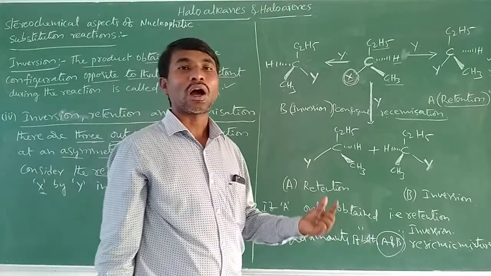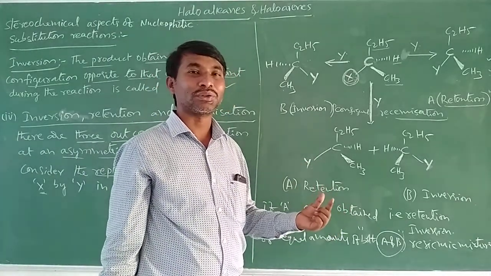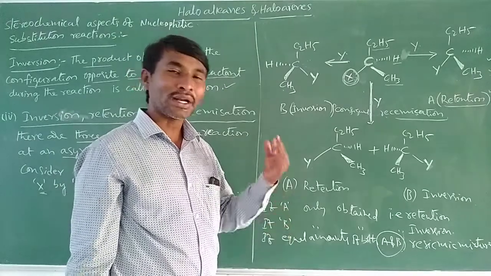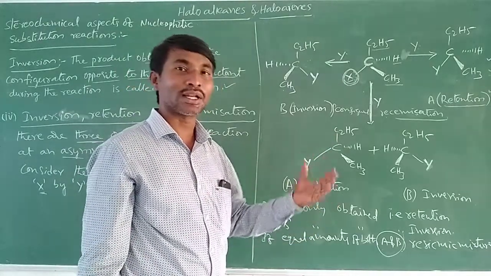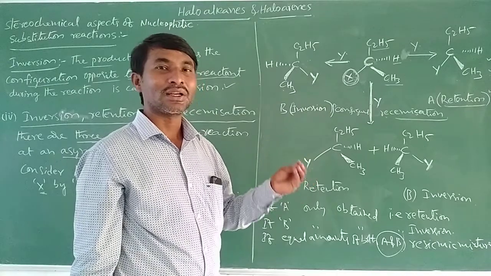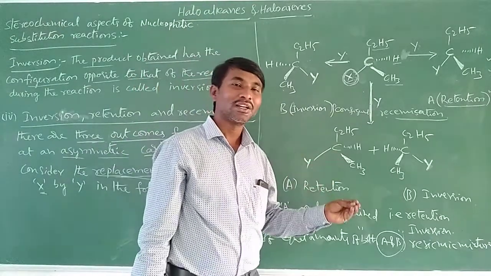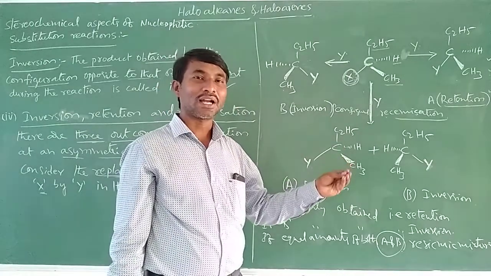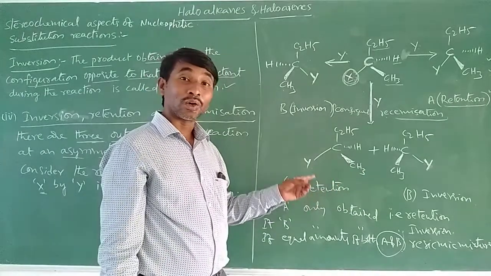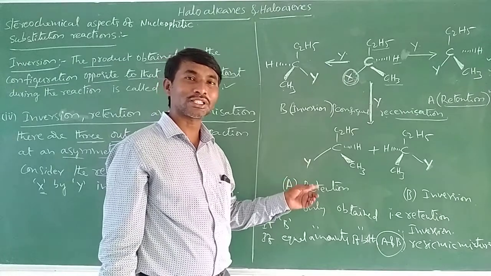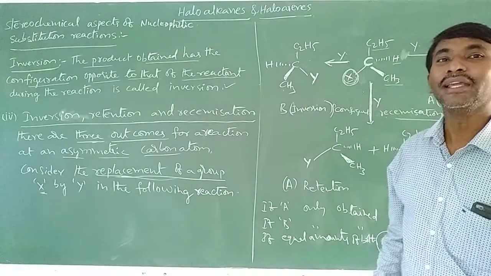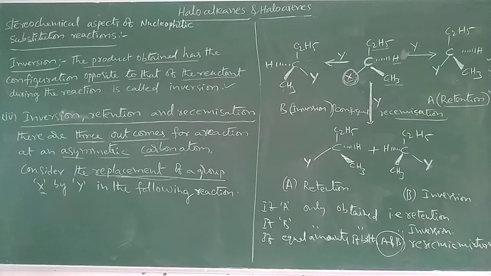There is no rotation. Why? Because it is optically inactive. The rotations are cancelled by one isomer against the other, due to the formation of 50% D and 50% L, 50% A and 50% B product. So their rotations cancel each other out. That is why this AB product is optically inactive.